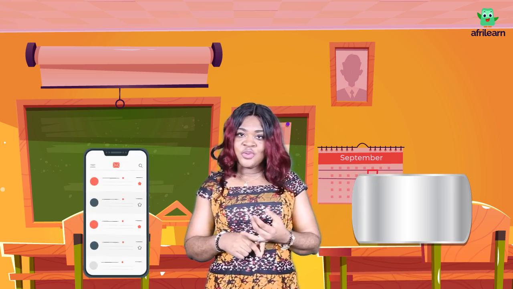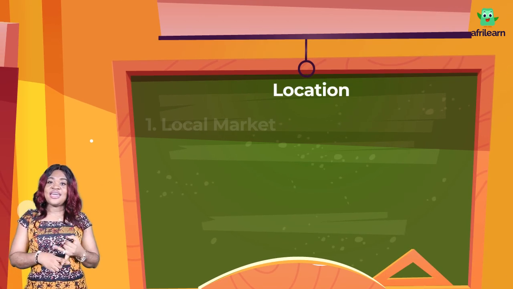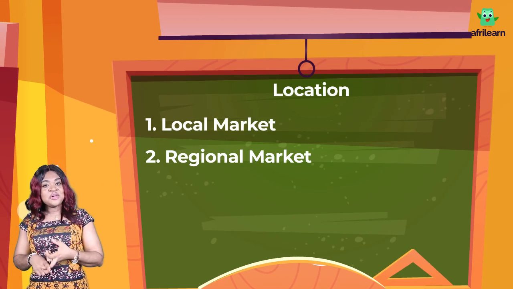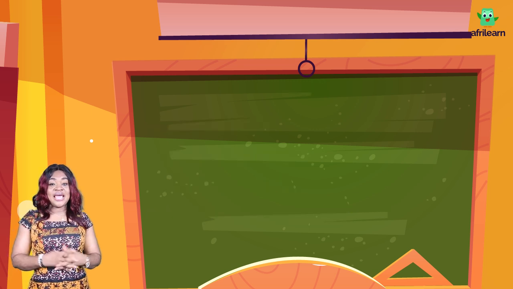Gold, silver, phones, electronic appliances, and many other goods that are imported or exported among countries or continents possess international markets. So in summary, markets are classified based on locations, which are either local markets, regional markets, national markets, and international markets. And that's all for today.